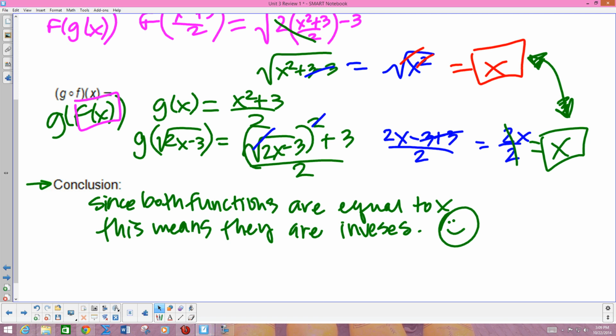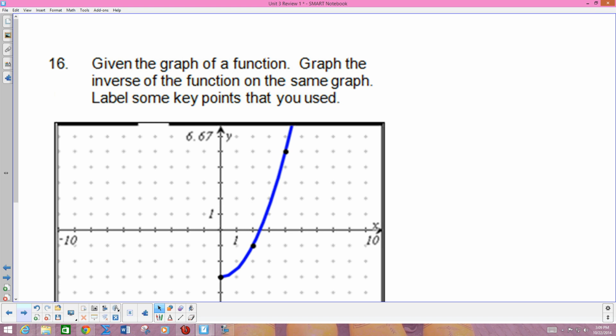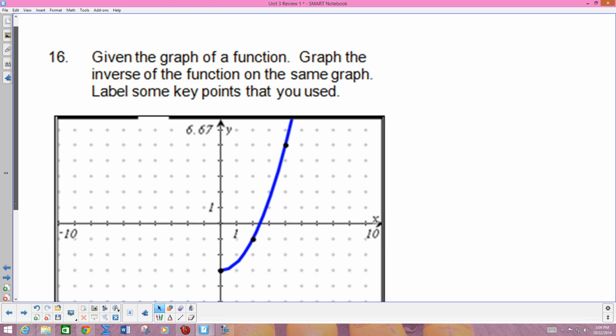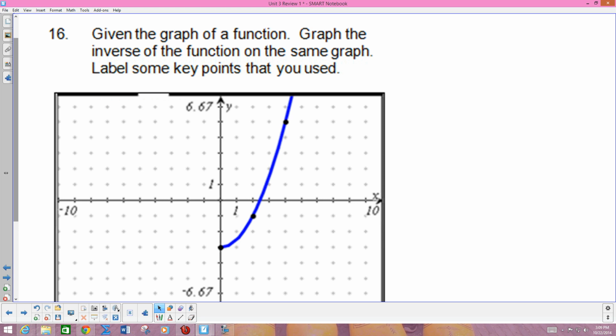All right, number 16. So what we have to do in this case is graph the inverse of this. And so let's go grab some points. So original, I want some x and y values. I don't need a whole bunch, but this one looks like it would be an important one that I might want to have. And what's that ordered pair there?